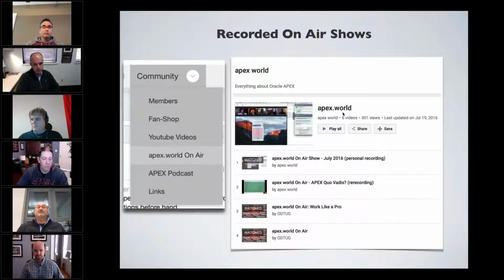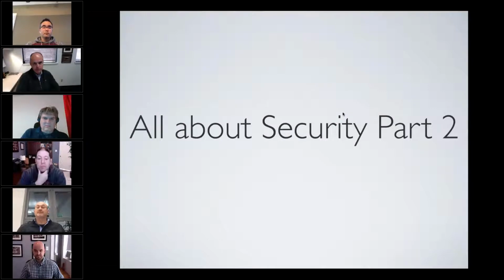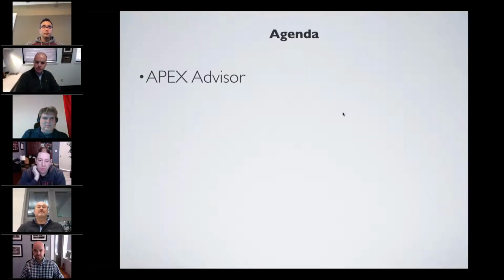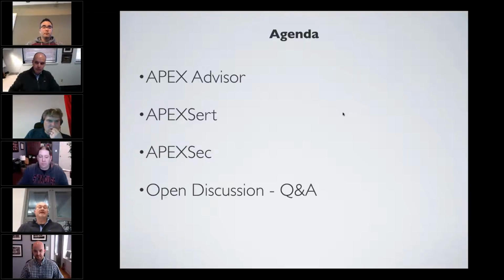Of course, the on-air show is recorded, and you will find it on our YouTube channel, and today we have security part two. The rough agenda will be actually, it's the exact agenda, hopefully. First, Dan is showing the Apex Advisor, what security things we have in the Apex Advisor. Then Scott is showing ApexSert. Then Nathan is showing ApexSec. And at the end, we're going to have a Q&A session, so we save a lot of time for the Q&A. Please write the questions in the panel, but we want to postpone the answering to the end.